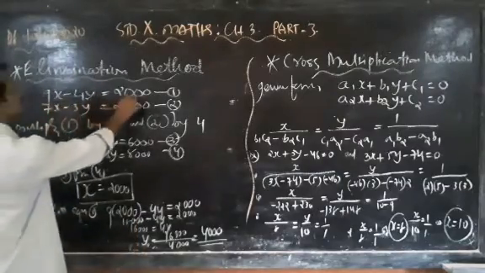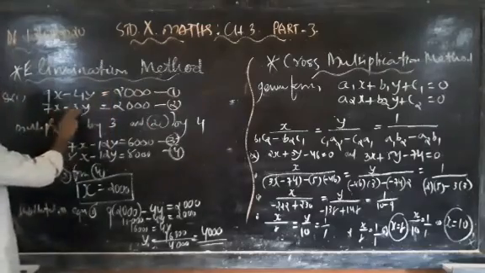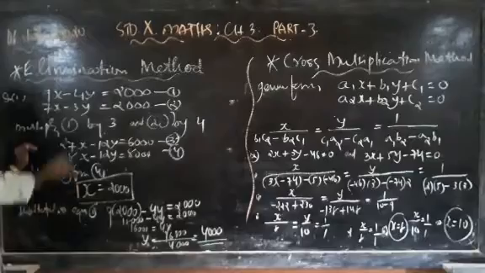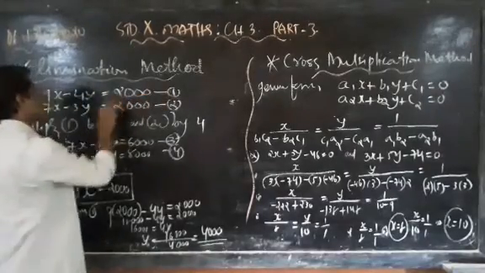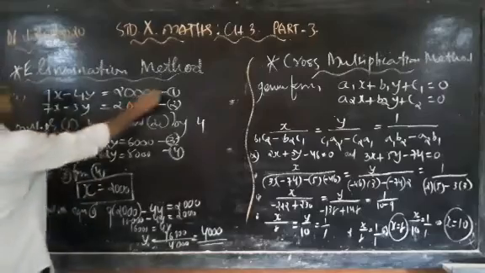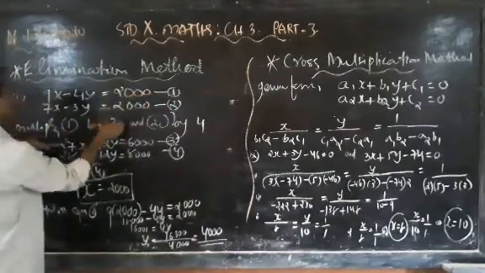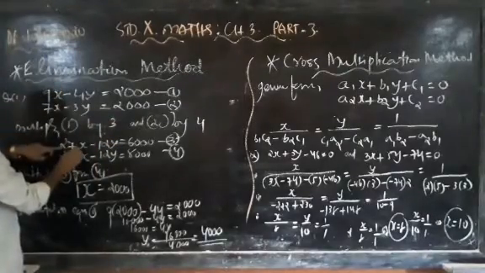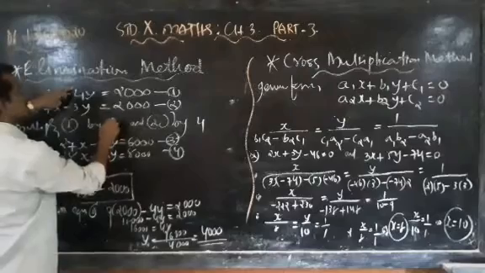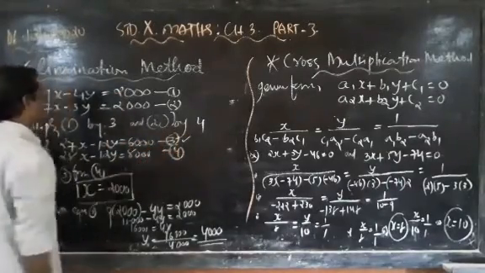9x minus 4y equal to 2000. That is equation number 1. The second one is 7x minus 3y equal to 2000. That is equation number 2. Now what to do is multiply equation number 1 by 3 and equation number 2 by 4. Okay. Now equation number 1 by 3. Equation number 1 is 9x minus 4y equal to 2000. We have to multiply by 3. 9 3s are 27x, 4 3s are 12y and 3 2000s are 6000. So that is the new equation, equation number 3.